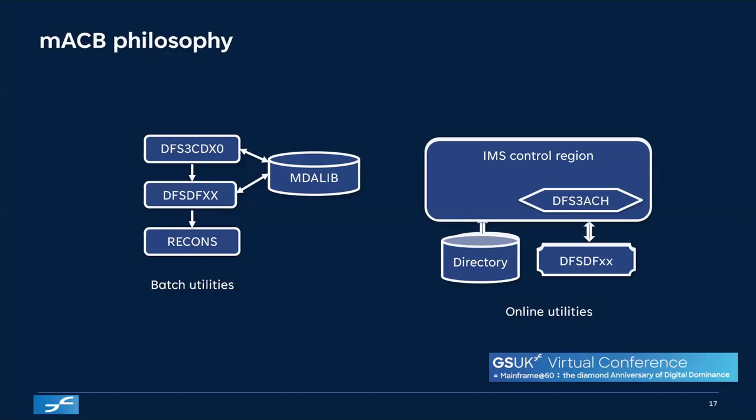But generally, from a customer standpoint, they might not have access to that control block. So it's more of a batch kind of environment. In that case, what you can do is there is an exit called DFS3CDX. That's an assembler exit.